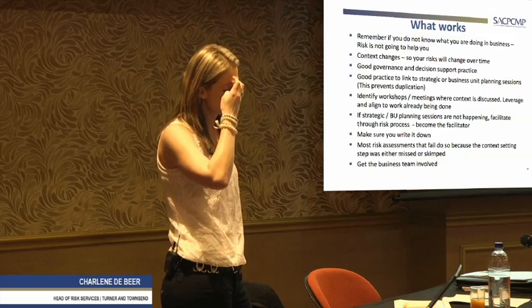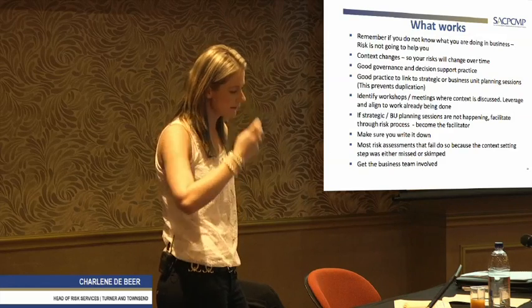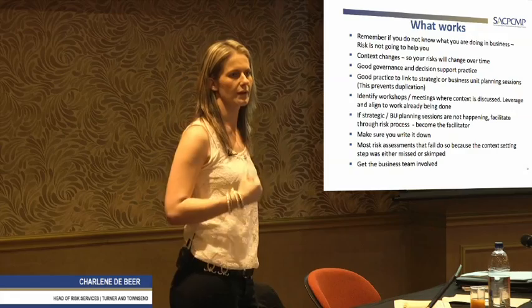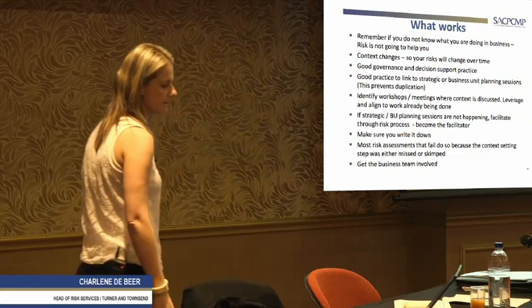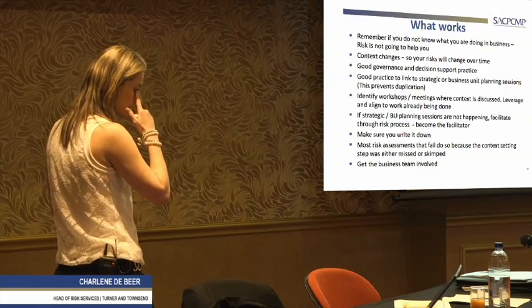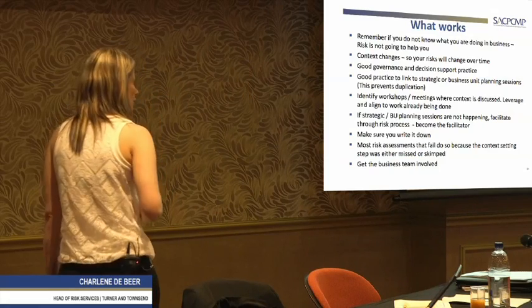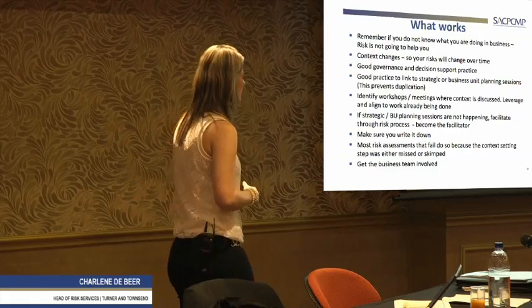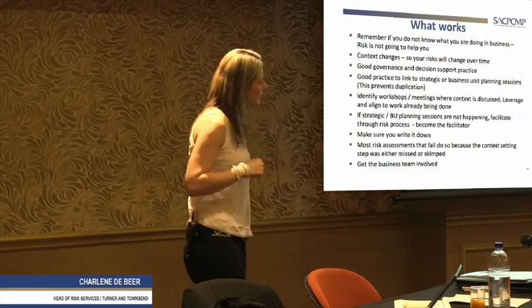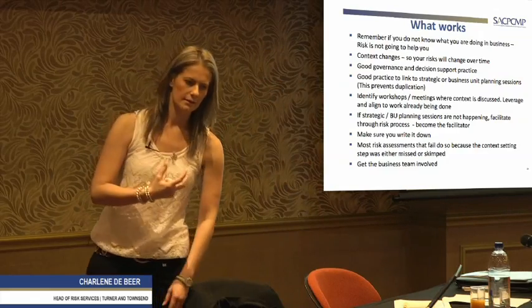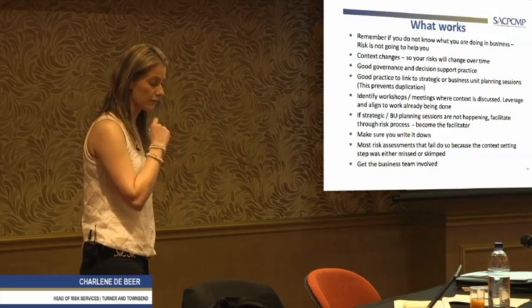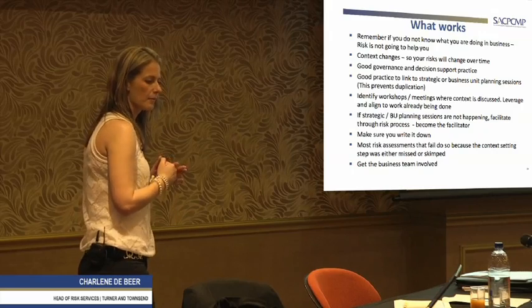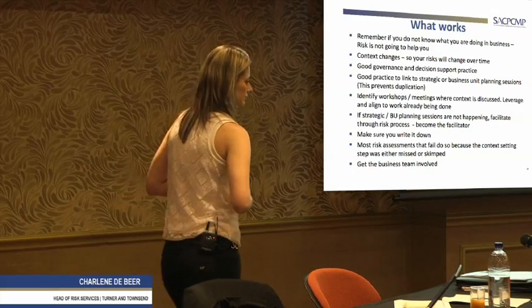Then we say identify workshops and meetings where context is discussed. So I say have a risk workshop with the guys, have all the guys around the table. They all need to form part of the discussion and have their input. Then if it's strategic or business unit planning sessions, and they're not happening, you need to become the facilitator. You need to start driving these things as well, because it's not always up to just the risk manager, if you don't have a risk manager. Make sure you write it down.